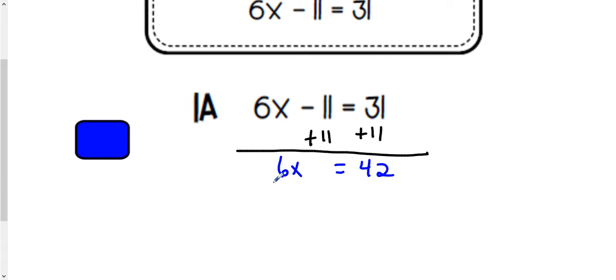Now we're going to divide each side by 6. X is equal to 7. We divided each side by 6. We use the division property of equality.